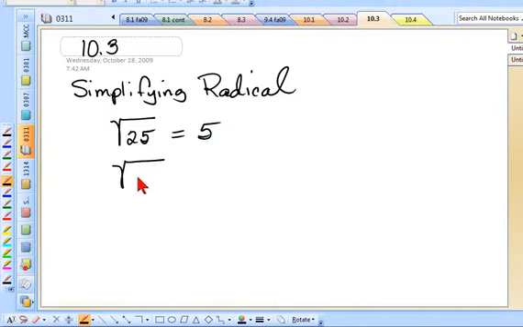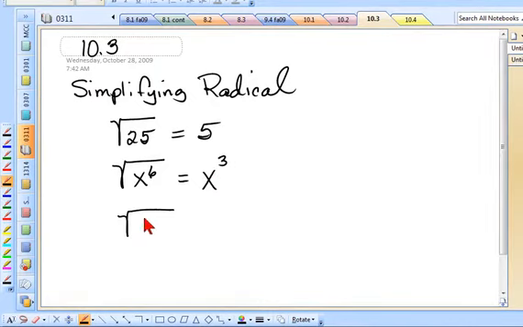If I ask you to take the square root of x to the 6th, telling you that x represents a non-negative number, you would take half of that exponent for x to the 3rd. Today we're going to talk about how you're going to simplify a radical that perhaps is not a perfect square. Let's say the square root of 50. 50 is not a perfect square.